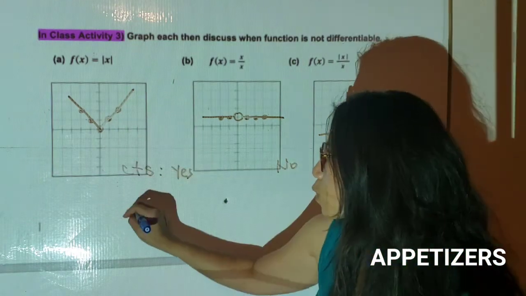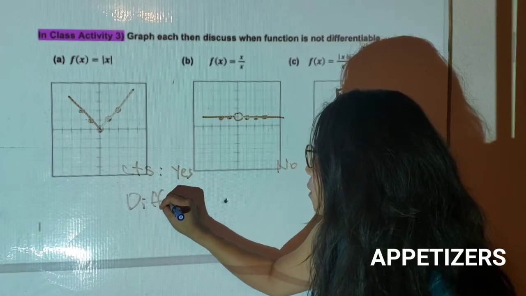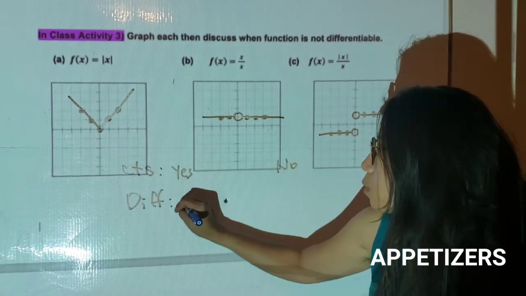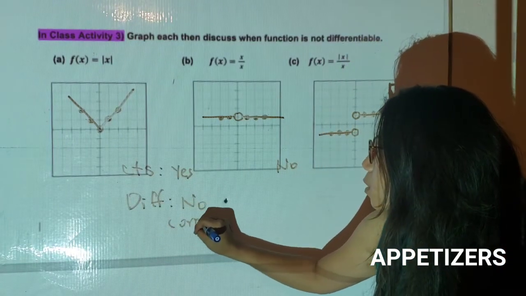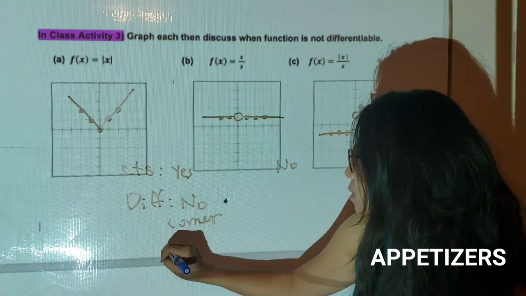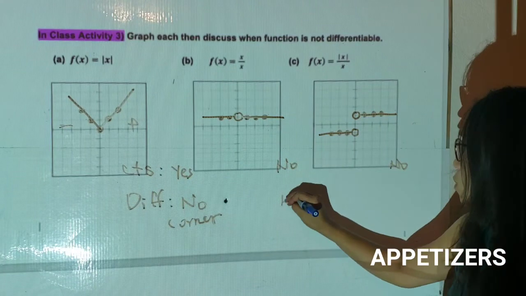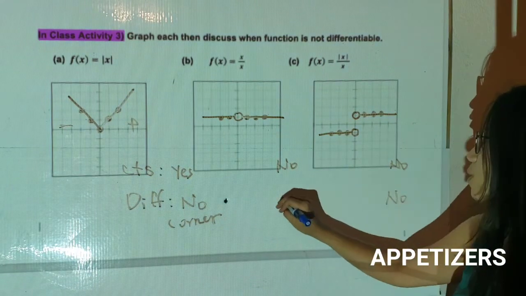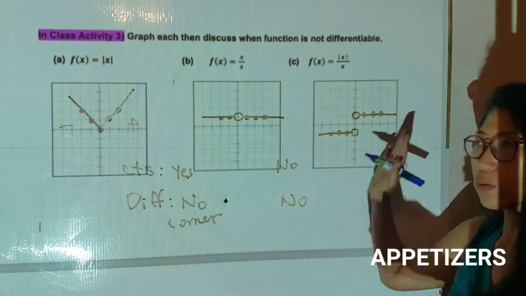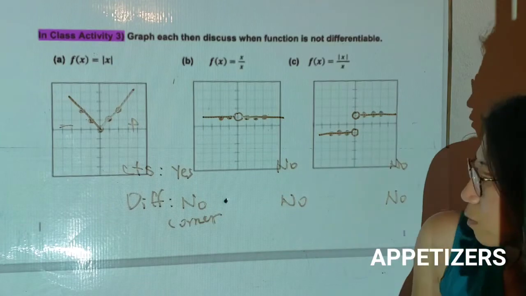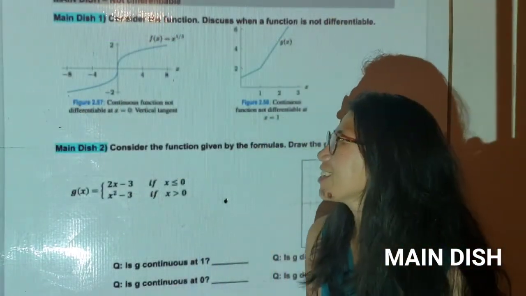Then how about this one? Is it differentiable? This one? No, because it's a corner. Your slope is negative on this side, and then positive on this side. This one is going to be no, because it's not continuous. This is no. So I hope that you understand. Also remember the graph, okay? We've seen this one. So welcome to main dish.